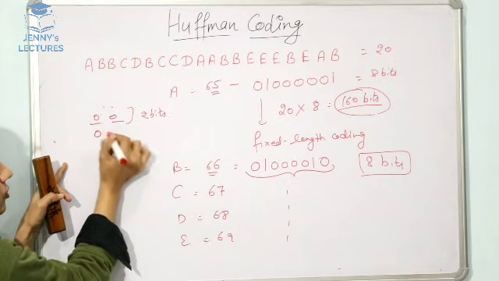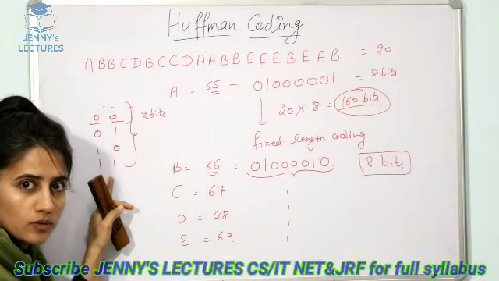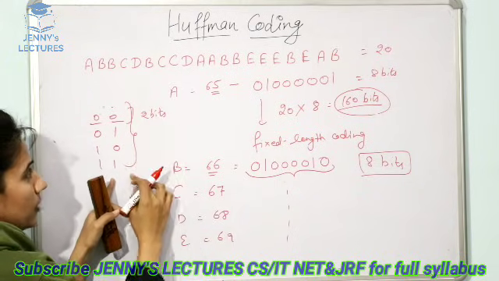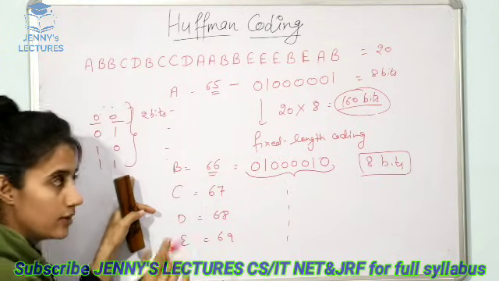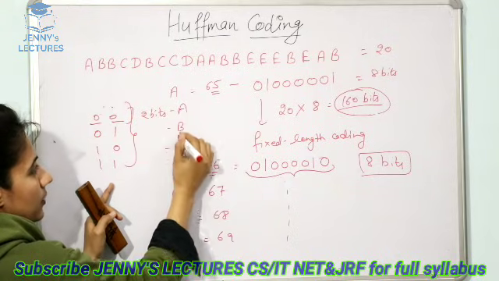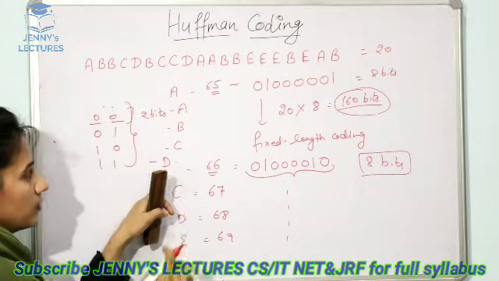00, 01, 10 and 11. 4 different combinations are possible. Yes or no? Now with these 4 different combinations, you can represent 4 different characters. Let us suppose with 00 I am representing A, B, C, and for 11 I am taking this D.